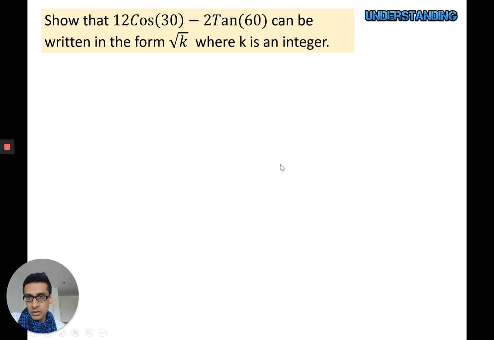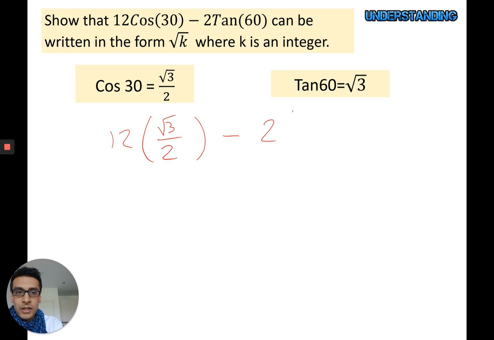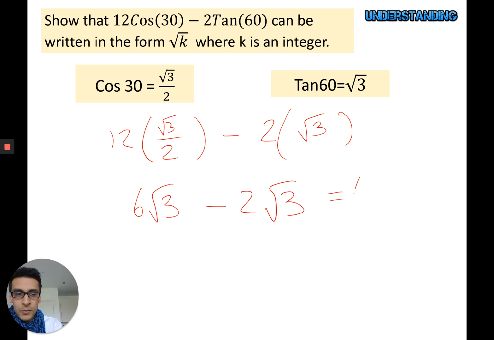And the next type of question you might get, some of this was kind of similar to worksheet 1. Show that 12 cos 30 take away 2 tan 60 can be written in the form of root k, where k is an integer. Well, cos 30 is root 3 over 2, tan 60 is root 3. You know those two things, so you're basically going to do 12 times root 3 over 2, take away 2 times root 3. 12 over 2 is 6, so you get 6 root 3, take away 2 root 3. That gives you 4 root 3.